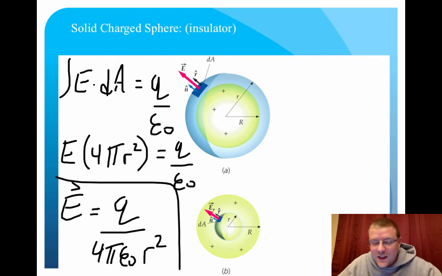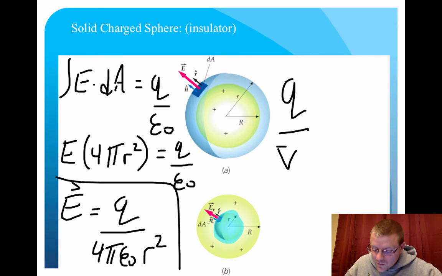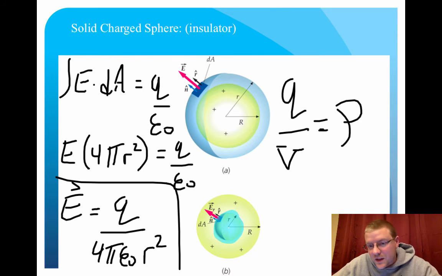When we go inside, things get a little bit crazier. If you look, they've made a Gaussian surface inside here. The only difference is that the charge enclosed now is not the entire amount of charge. There's charge throughout the volume, and since there's charge throughout the volume, that means there's a charge density that we have to deal with all the way inside. So let's use Gauss's law one more time, but now let's deal with the charge enclosed being not exactly the entire amount.